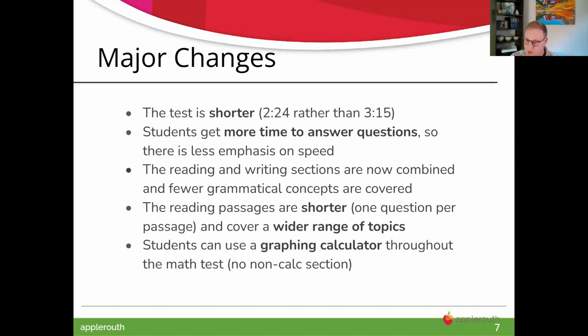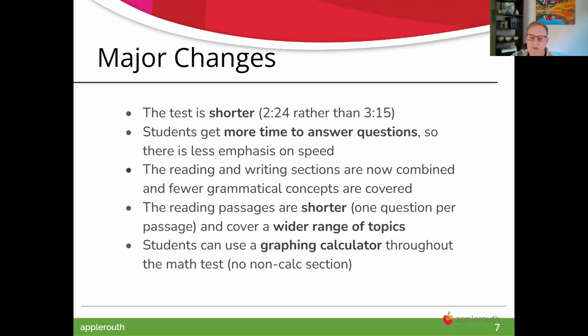More time per question. We'll look at that in a second. The verbal sections are now combined, and there's very few grammar concepts. So they are crucial, but there aren't that many. No more long passages. They're all short, and they cover a very wide range of topics. You'll see anything from a science blurb in a magazine from 1996 to a 1609 Shakespeare sonnet, but they're all going to be short paragraphs.